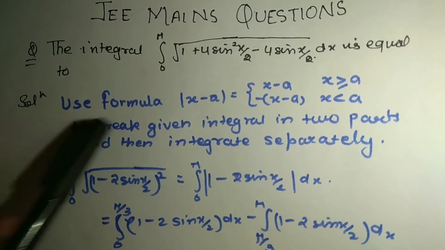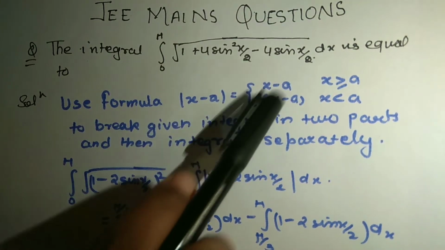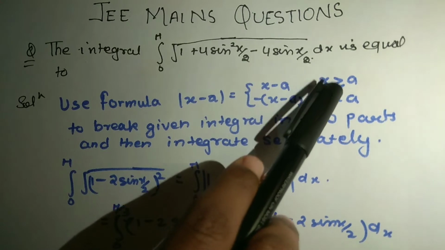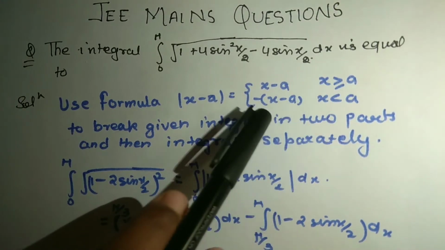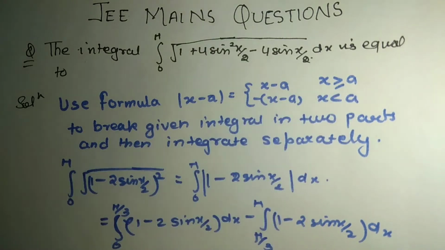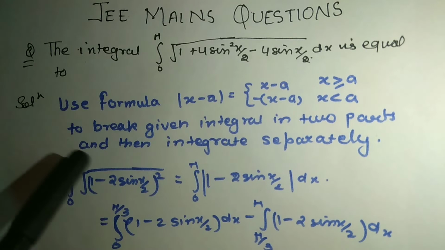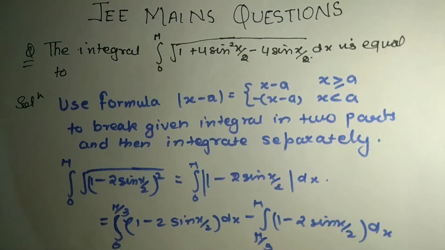We will use this formula: mod of x minus a is equal to x minus a when x is greater than or equal to a, and minus of x minus a when x is less than a. So we will break this integral into two parts and then integrate separately.